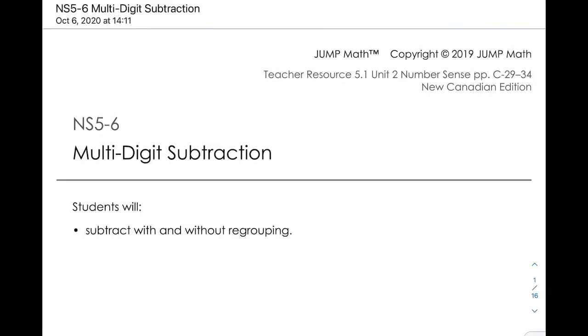Hello everybody, welcome to Lesson 6, Multi-Digit Subtraction. In this lesson we're simply going to be learning about how to subtract with and without regrouping. So let's get started.